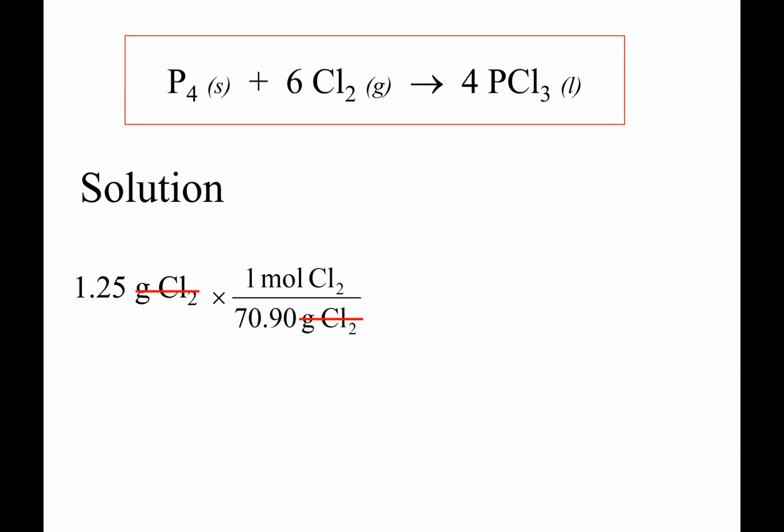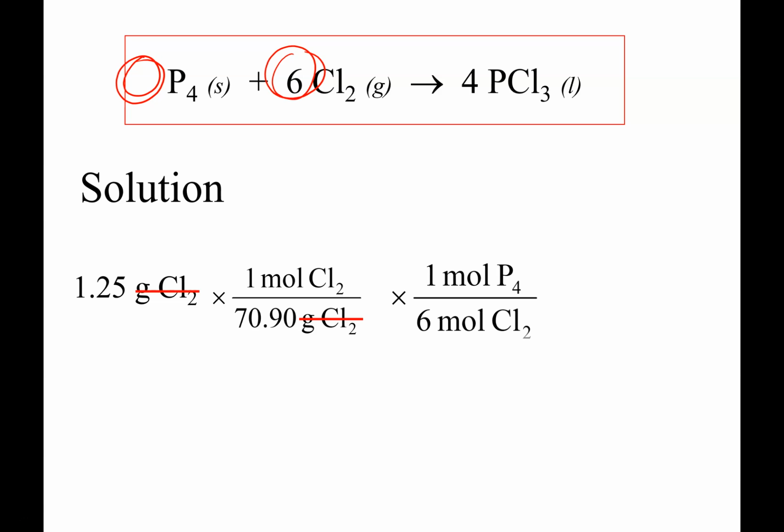My question mark, was it with the PCl3? I get my problems mixed up. Okay, with the P4. So I'm trying to go to P4. So what does that next ratio look like? Your hint is you're going to use this number, which is 1, and you're going to use this number, which is 6. 1 mole of P4 over 6 moles of Cl2. I'm digging it. That's what I would do.